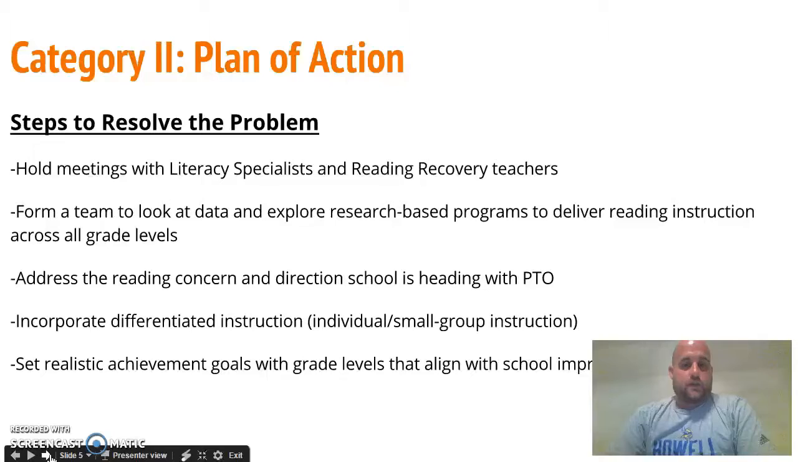Address reading concerns and the direction the school is heading with the PTO. Incorporate differentiated instruction, individual and small group instruction. It is important for our teachers to understand how that can help each student, and it also keeps each child progressing with their reading. We need to set realistic achievement goals with grade levels that align with school improvement goals. School improvement goals are important, and then we break those down to grade levels. When you have realistic goals, it puts a better picture of how we can achieve, and it also gives us something to strive for that we can accomplish.